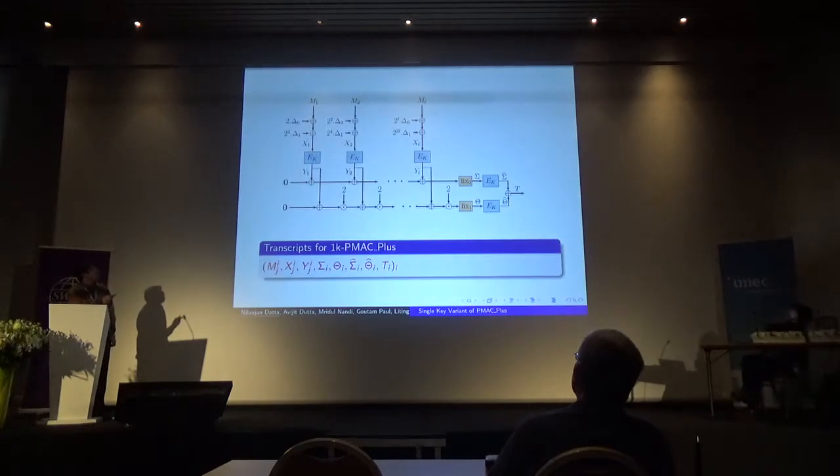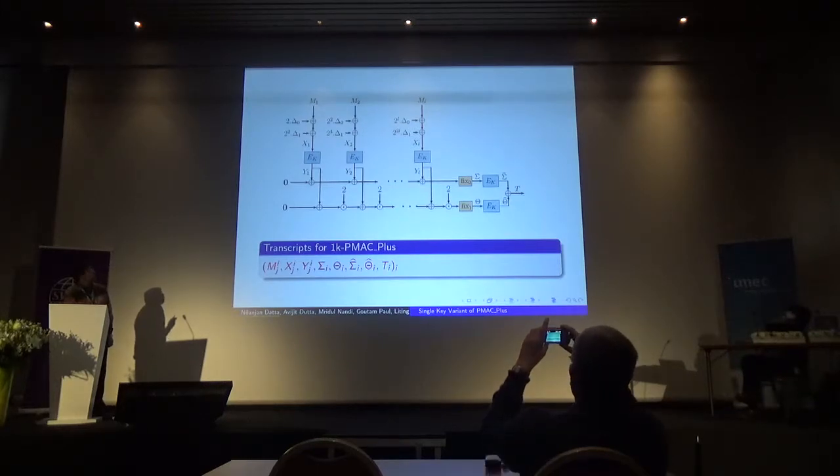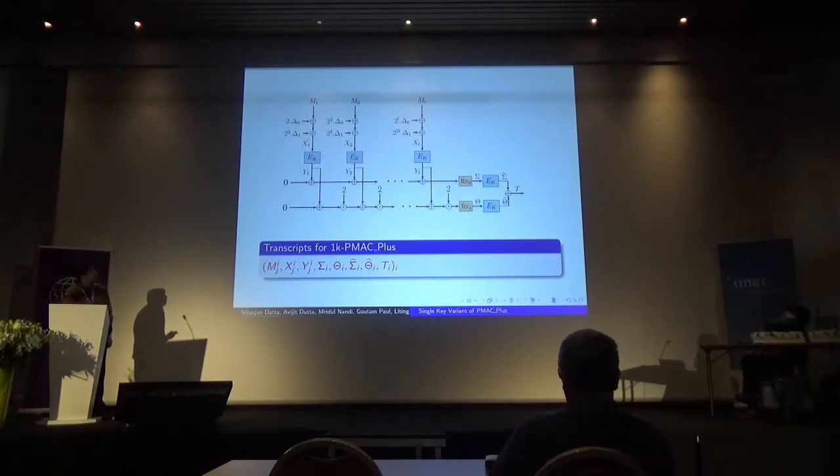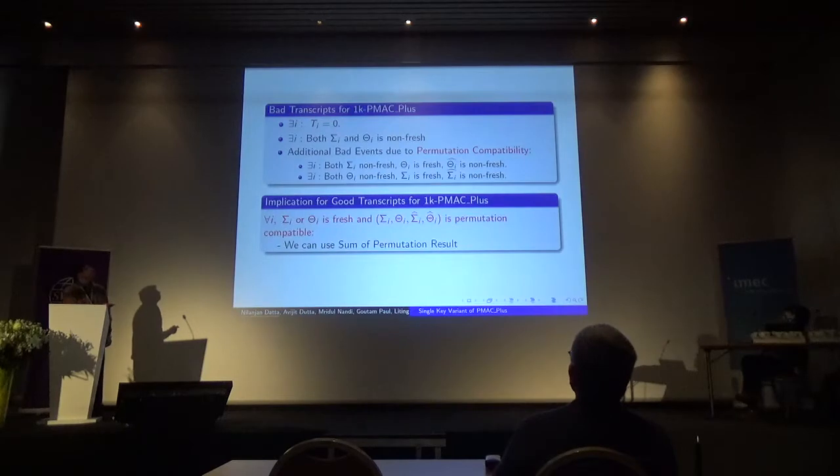So for our case, the transcript for our interaction would be the M values, the X values, the Y values, the sigma values, the theta values, the sigma hat values, the theta hat values, and the T values. So this is typically a transcript of this interaction.